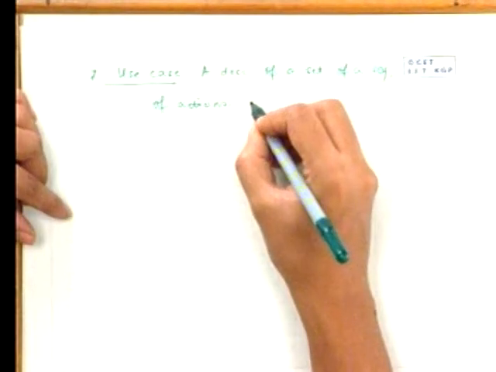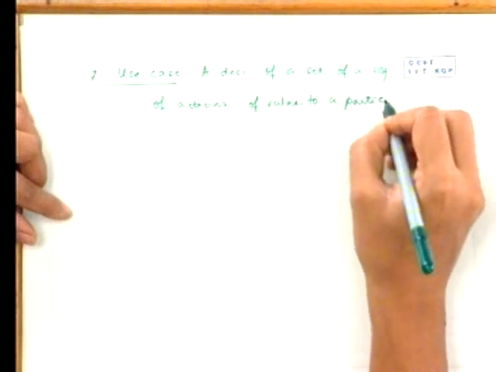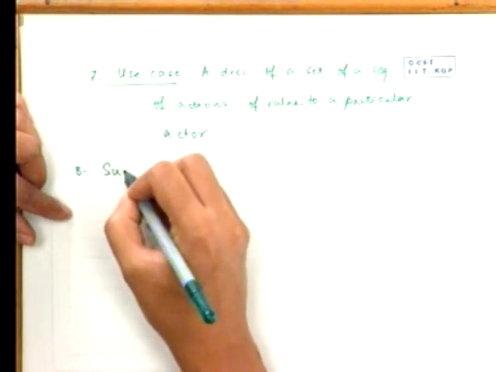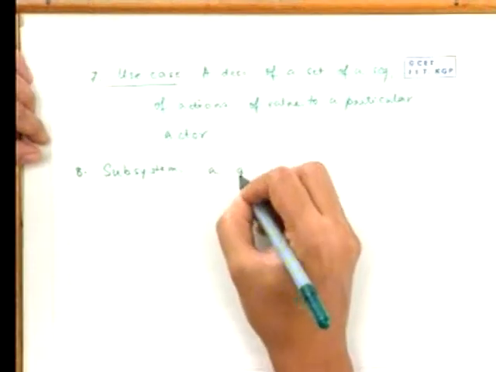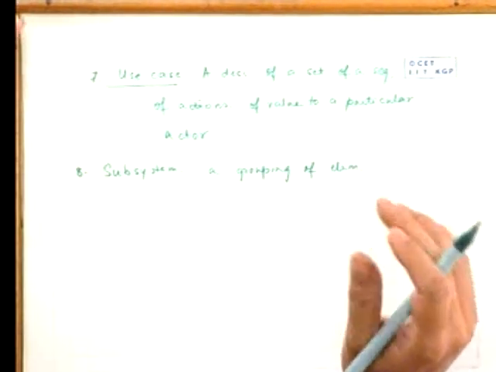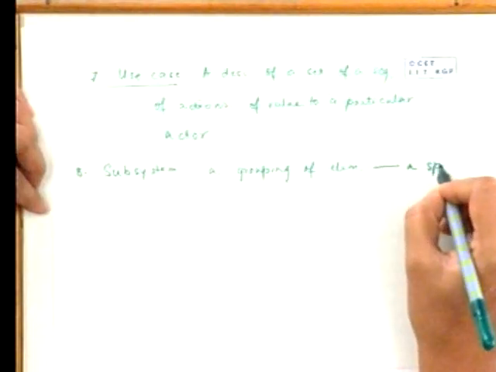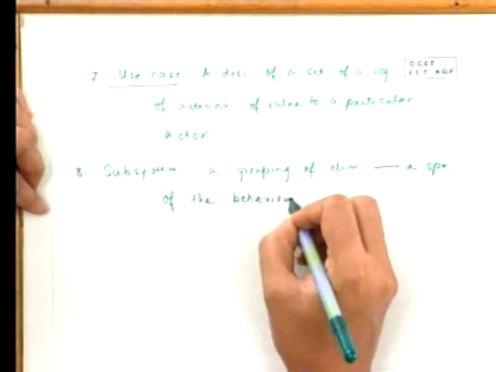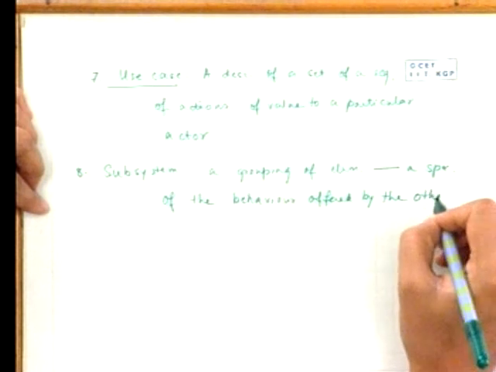A sequence of actions of value to a particular actor. And eighth, we have a subsystem, which is a grouping of elements which contains a specification of the behavior offered by the other content elements.